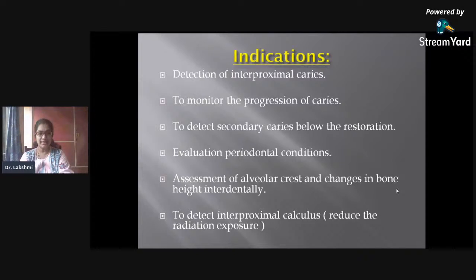So indications: detection of interproximal caries, that is class 2 caries, when they are not very clear or not very diagnostic on a periapical radiograph. The next radiograph that we can prescribe to the patient is the bite wing radiograph. Then to monitor the progression of caries, to detect secondary caries below a restoration, evaluation of the periodontal conditions, assessment of the alveolar crest and changes in bone height interdentally, and to detect interproximal calculus. Here, calculus is not as mineralized as bone, so the photo absorption will be lesser. So we can easily make out that one, with a reduction in the radiation exposure.